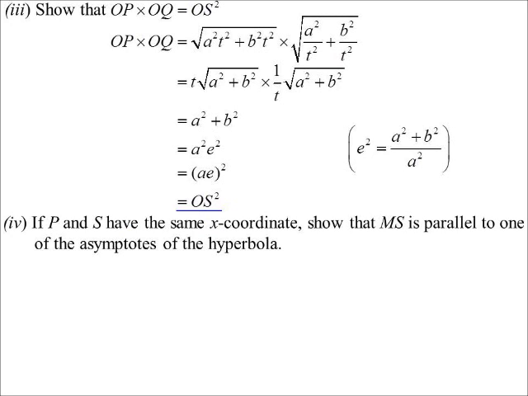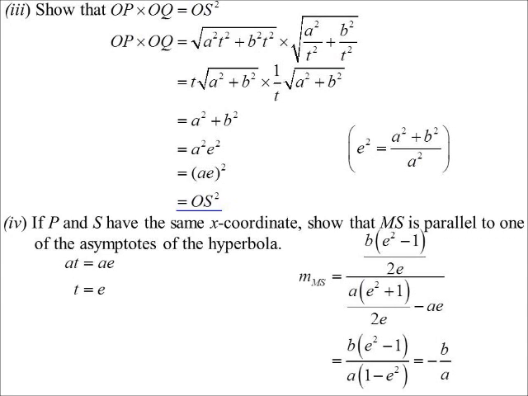Now, if P and S have the same x coordinate, show that MS is parallel to one of the asymptotes. Right, so P and S now have the same x coordinate. So at is equal to ae, because we know the x coordinate of the focus is ae, and the x coordinate of P was at. So in other words, t is equal to e. I now know t is equal to e. So the slope of MS, all right, let's do that one. Slope formula, b outside, e squared minus 1 on 2e over, etc.